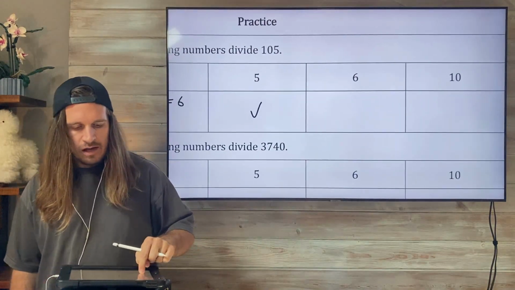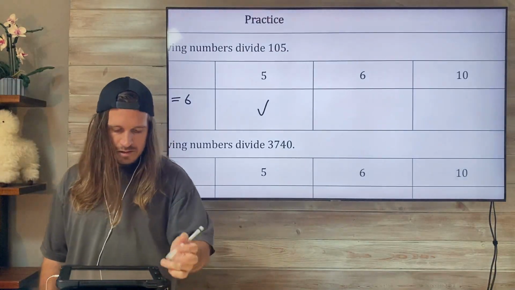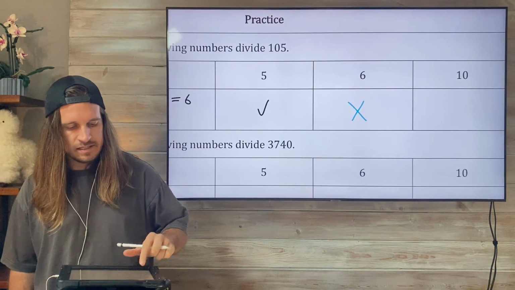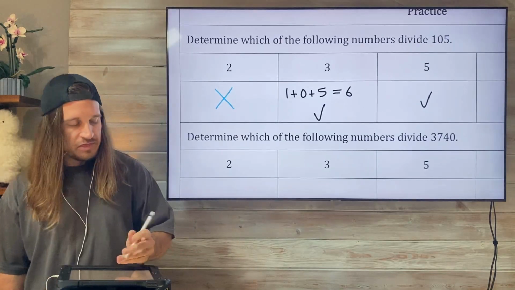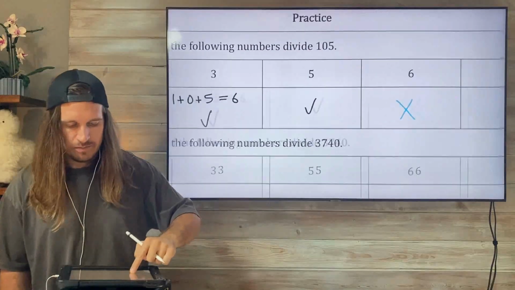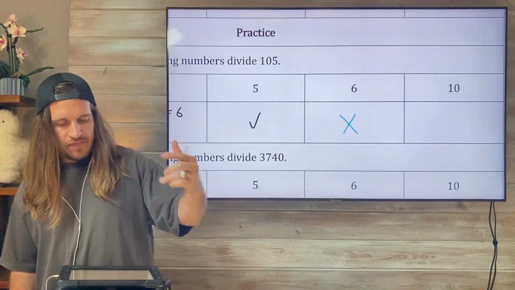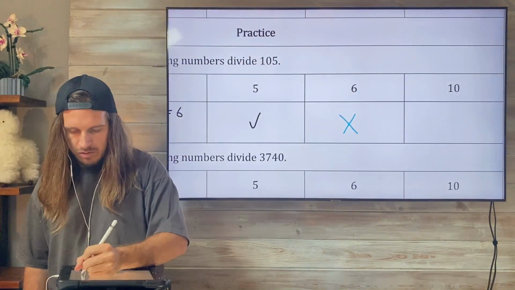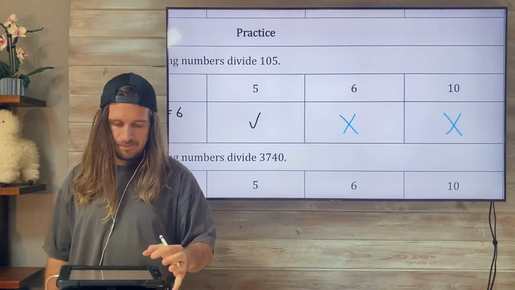Now, 105 was not divisible by 2, so it's not going to be divisible by 6. Yes, it was divisible by 3, but it has to be divisible by 2 and 3 in order to be divisible by 6. And it doesn't end in a 0, so it is not divisible by 10.